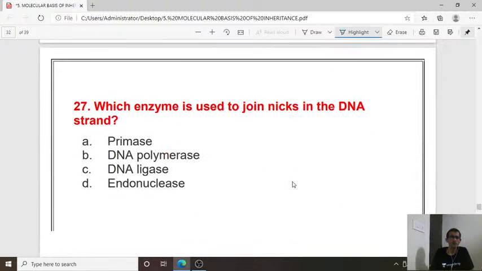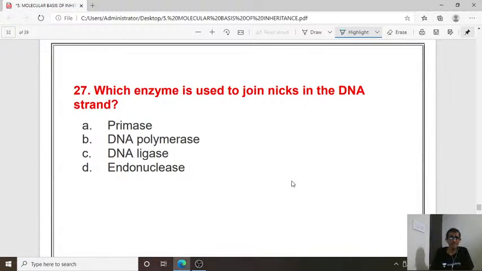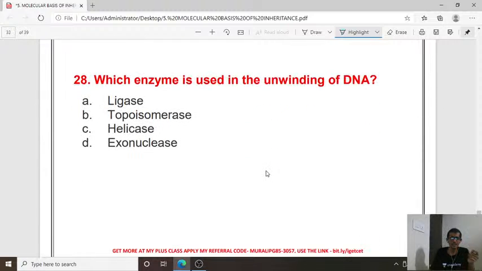Yes. 27. Which enzyme is used to join nicks in the DNA strand? Or we can say, which enzyme is going to be helpful for ligation in the DNA strand? Joining of DNA strand. It is DNA ligase. DNA ligase helps in the joining of DNA strand, isn't it? DNA ligase.